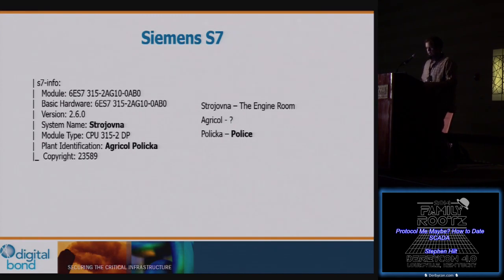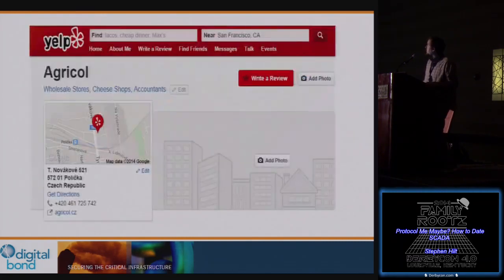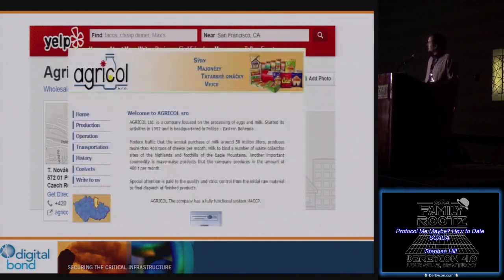The engine room and police. That seems pretty interesting. But that other word, couldn't figure that one out, so did a little bit of Googling on that one. Turns out it's a cheese and dairy manufacturer in Czechoslovakia. So it's on Police Road.